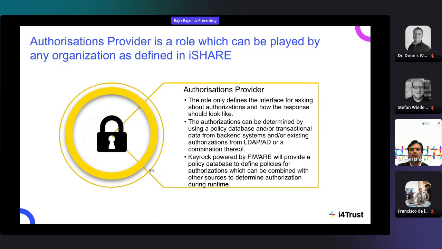If you would like to learn more about them specifically, if you are interested in playing any of these roles as an independent authorization registry provider or identity provider, please do get in touch with us and we can explain those requirements further. However, they can also be found on the iShare website via the admission process.